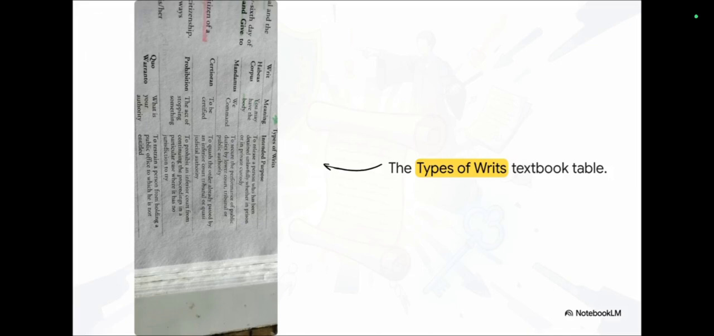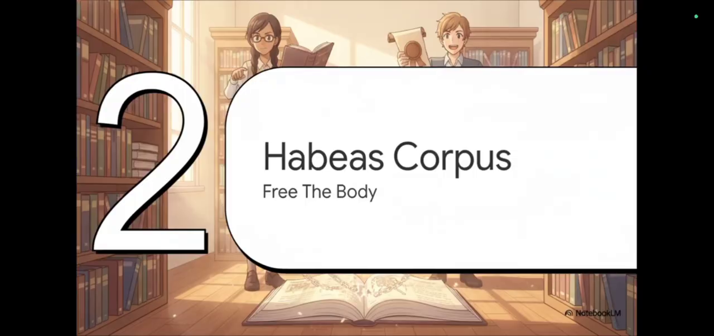At its core, a writ is literally just a formal written order from a court. It commands someone to do something or stop doing something. It's basically a tool for justice. Section 2. Habeas corpus. Free the body. Let's start with probably the most famous tool in our kit.